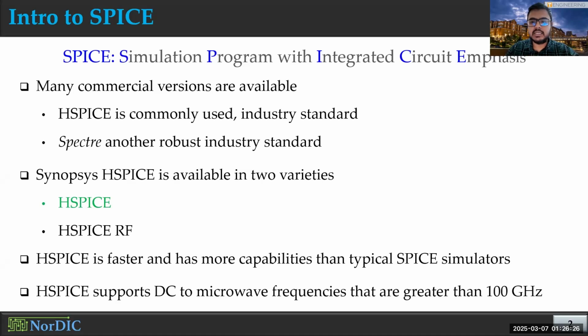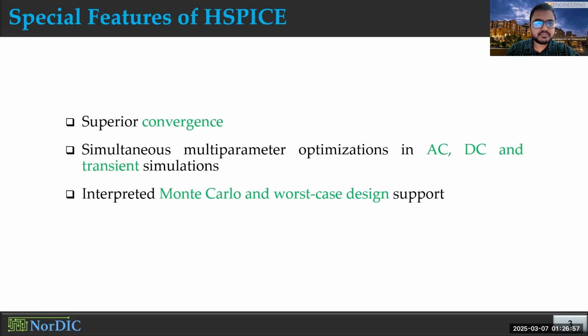HSPICE comes in two different variants as well. One is the HSPICE, which is typically used for analog, digital, and mixed signal circuits, and the other one is HSPICE RF, which is only dedicated for the RF and high-speed circuits. So in this video, we will use the HSPICE tool and we'll show how we can use it to perform different analysis for some simple circuits to show you the process of using this HSPICE tool for circuit design and circuit simulation.